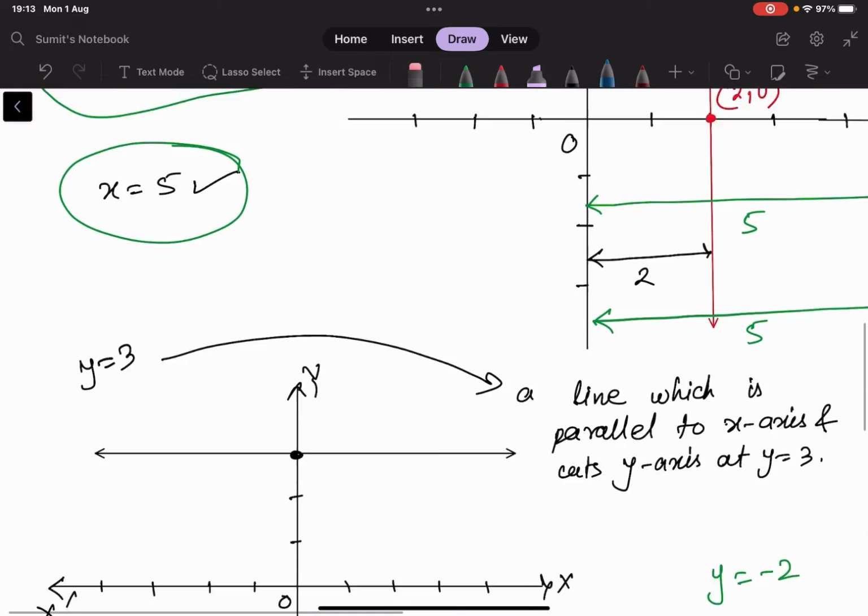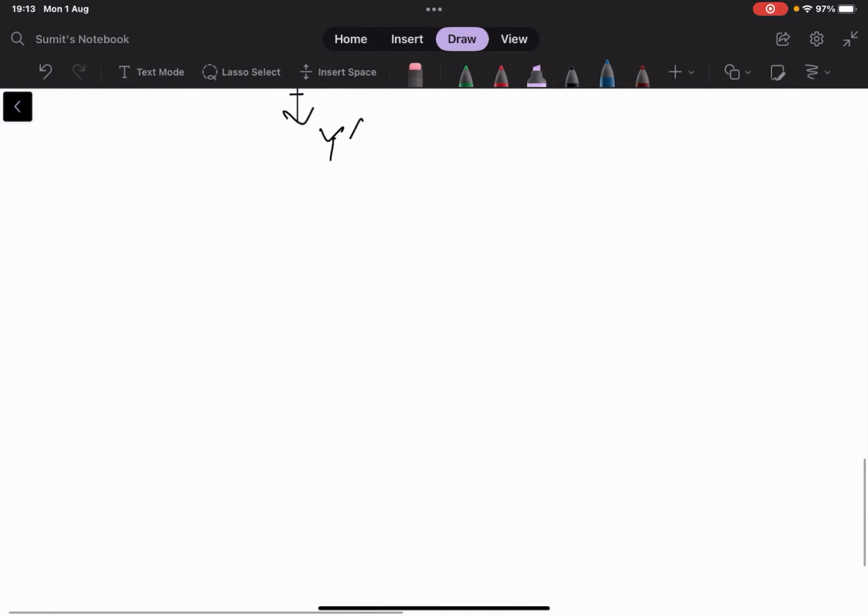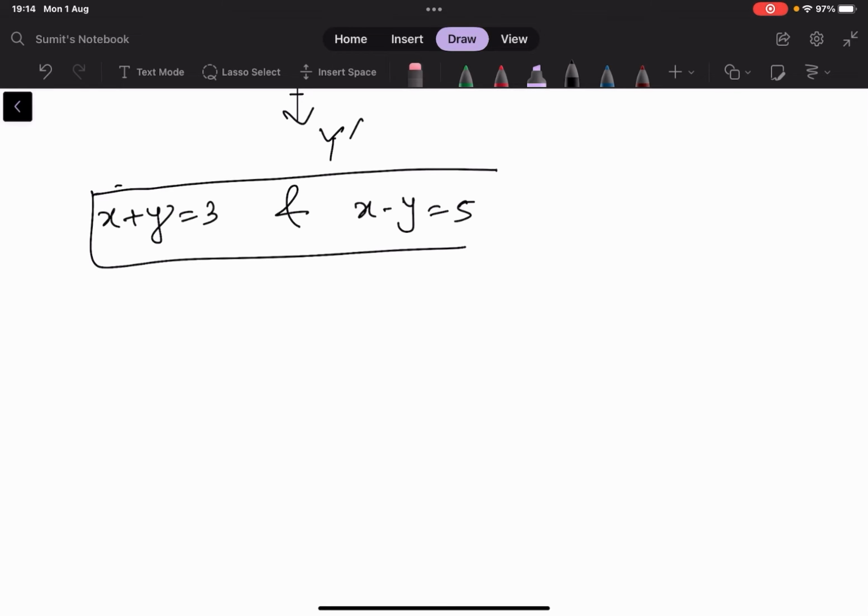For example, we have done simultaneous linear equations. What does simultaneous linear equation mean? Two equations are given, suppose let it be x plus y equal to 3 and x minus y equal to 5. These two equations will be given, right?